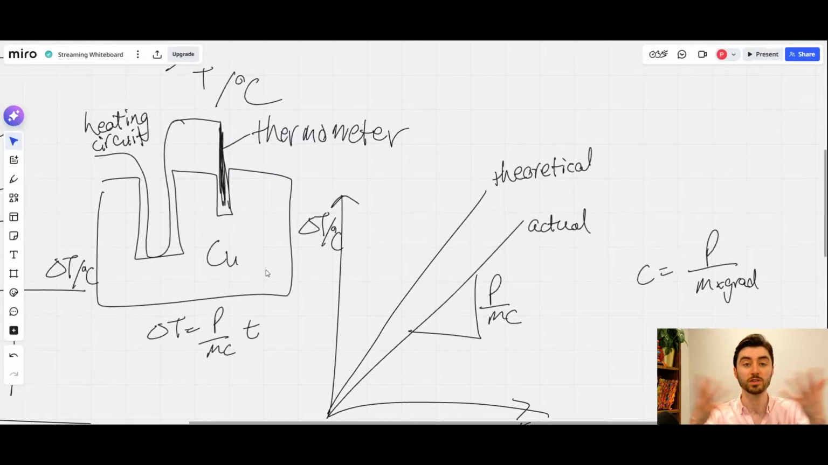If you're assuming all this energy's gone in, but the temperature hasn't gone up that much, you assume it has more thermal inertia. So it's almost like the specific heat capacity is bigger than it truly is.